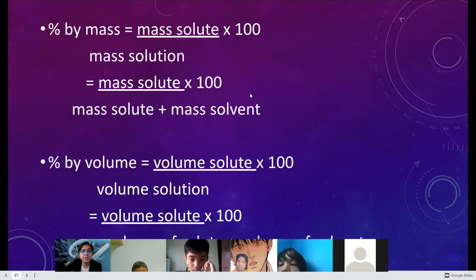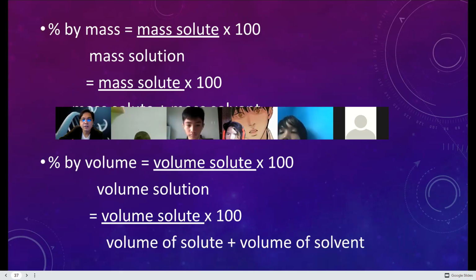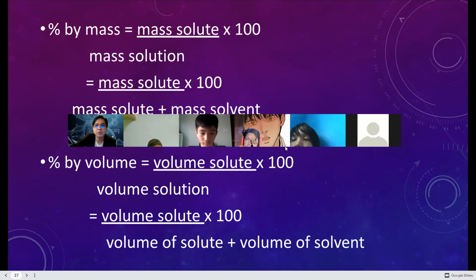Or we can actually use the percentage by volume. That is the volume of the solute times 100 over the volume of solution, which is the volume of solute plus the volume of solvent.